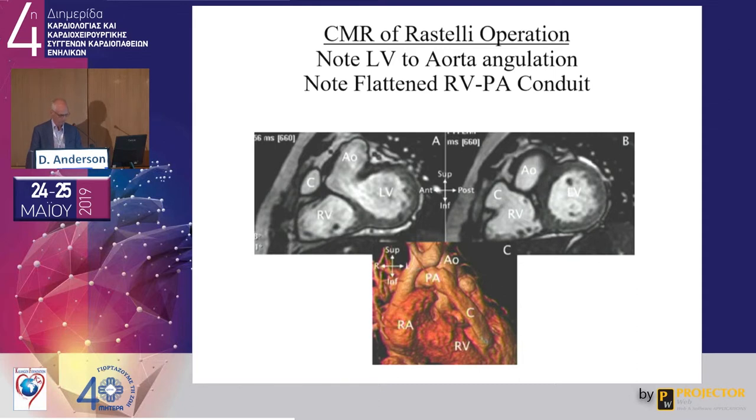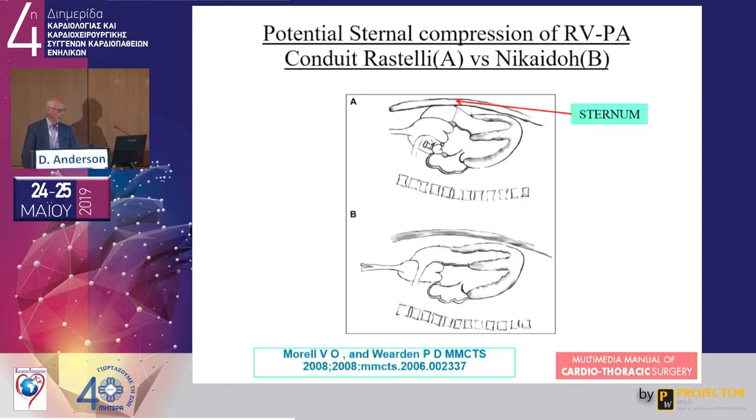This conduit lies just behind the sternum, and on completion of the operation, many surgeons will admit that everything looks good. You've come off bypass, the heart is working well, you've got a good blood pressure, and when you go to close the sternum, suddenly everything changes because the conduit can be very easily compressed. It can be to some extent mitigated by displacing the conduit towards the left, but in many situations, you still have a problem.